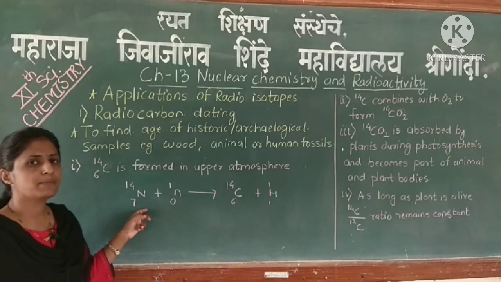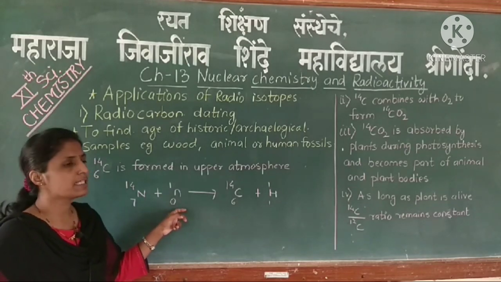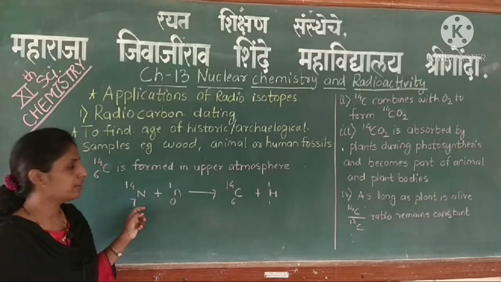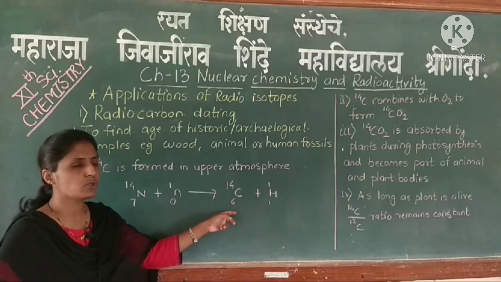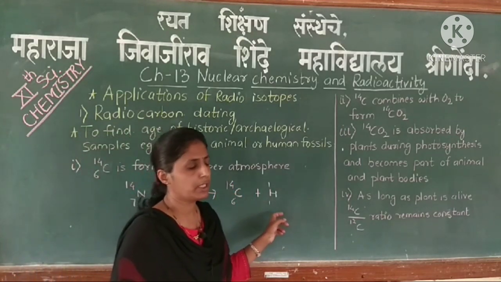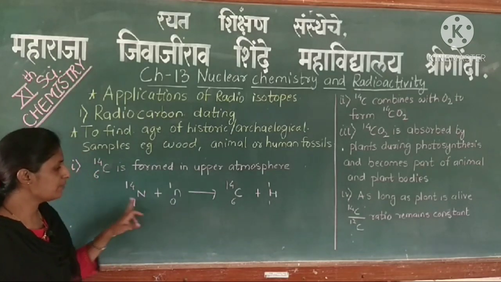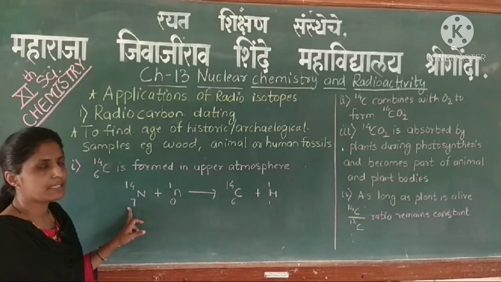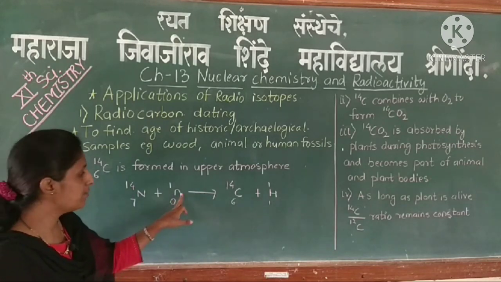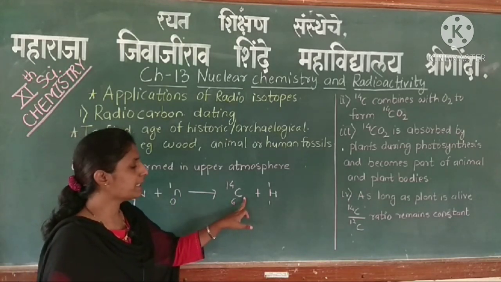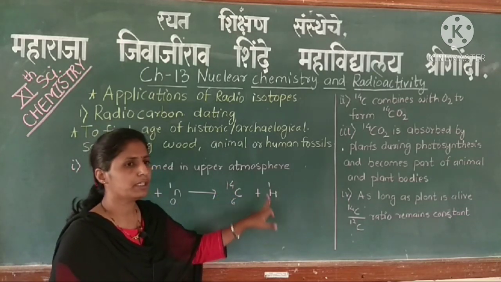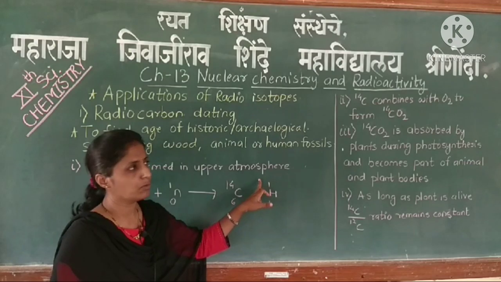Now we know nitrogen is present in the atmosphere, so these neutrons from the cosmic rays bombard the nitrogen and give rise to your carbon-14 isotope along with hydrogen. So this is the reaction. You can see nitrogen with mass number 14 and atomic number 7. When it is bombarded with a neutron, you get carbon-14 isotope and hydrogen with atomic number 1 and mass number 1.